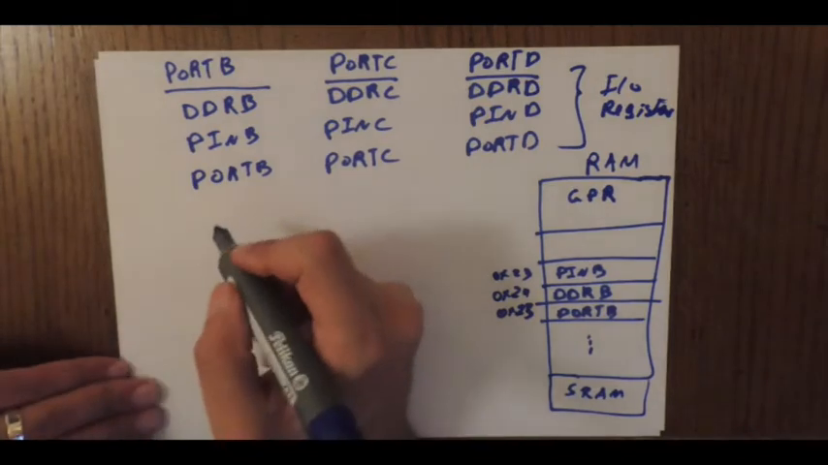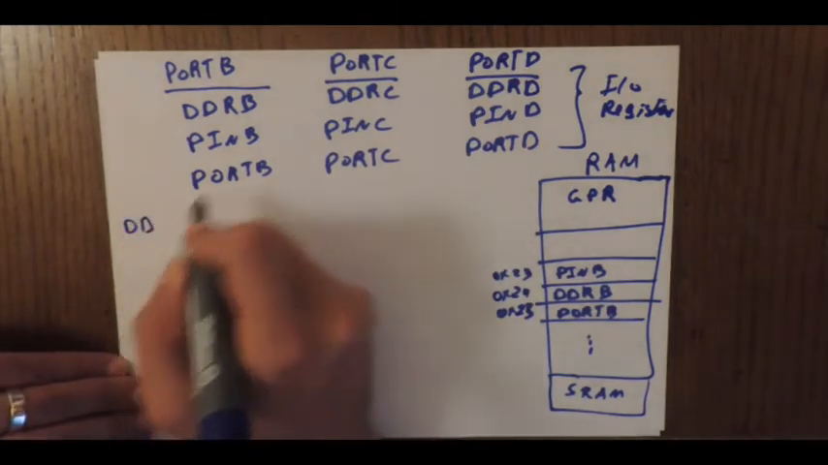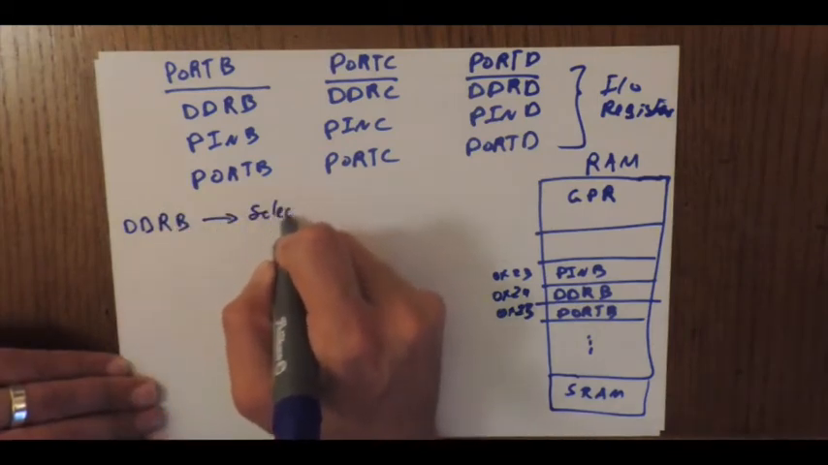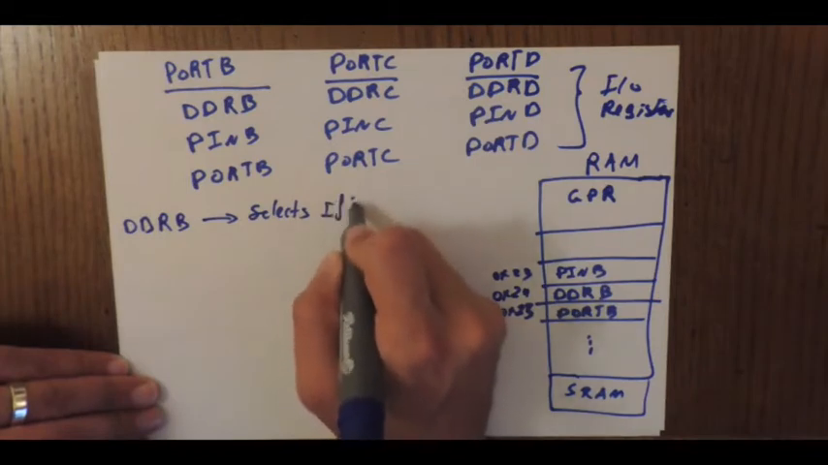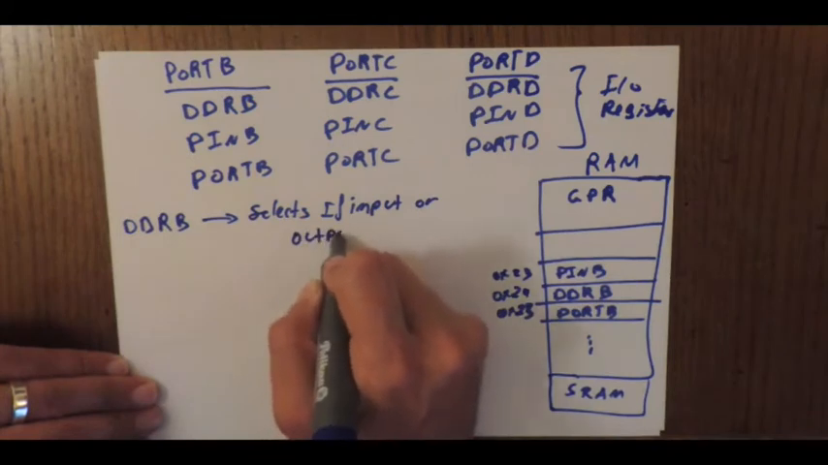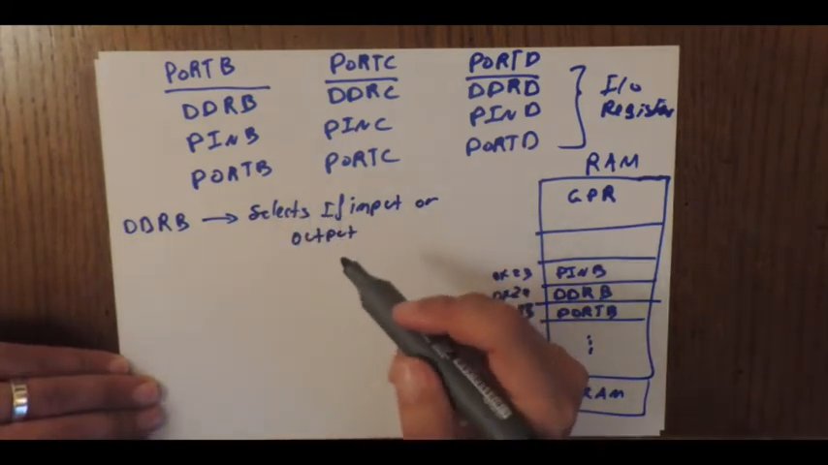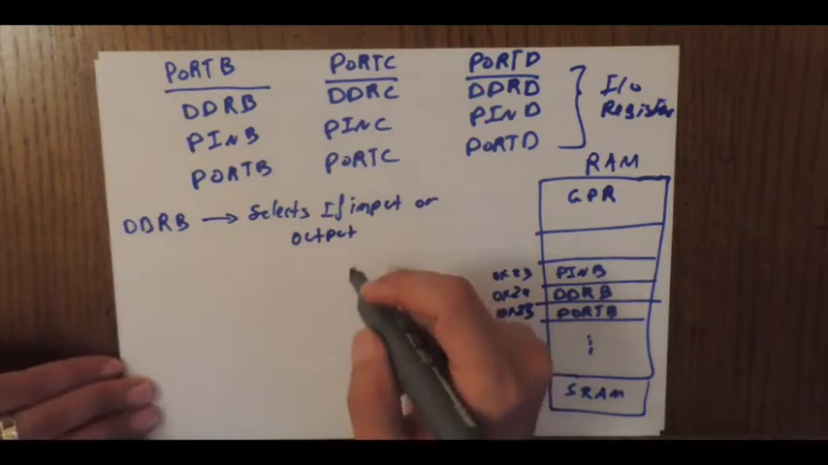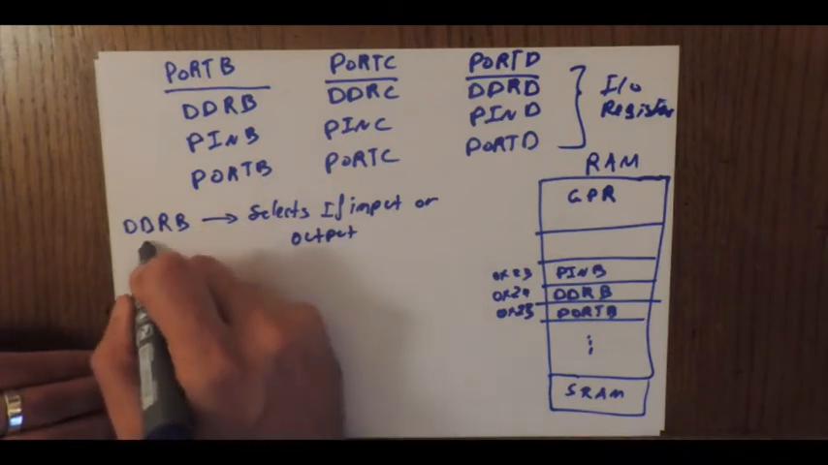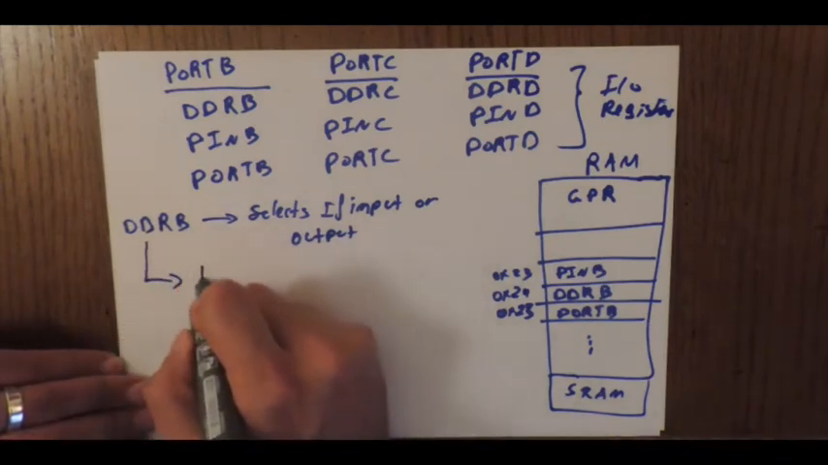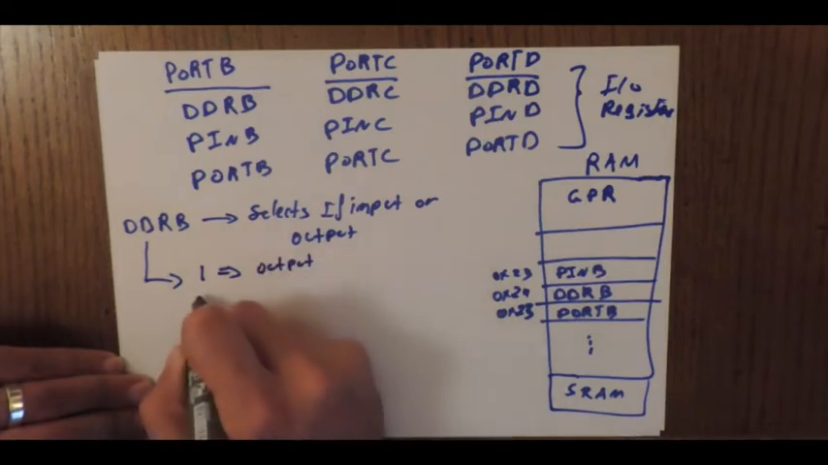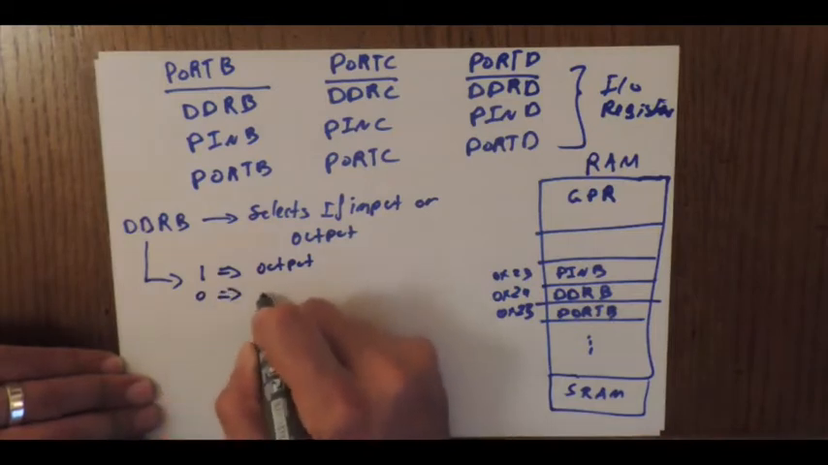So as we said, DDRB, so let's take the case of port B. DDRB selects if input or output. So what do you mean by this? Is port B going to act as an input or as an output? So in this case, if DDRB is 1, it implies it serves as an output. If it's 0, it implies this serves as an input.